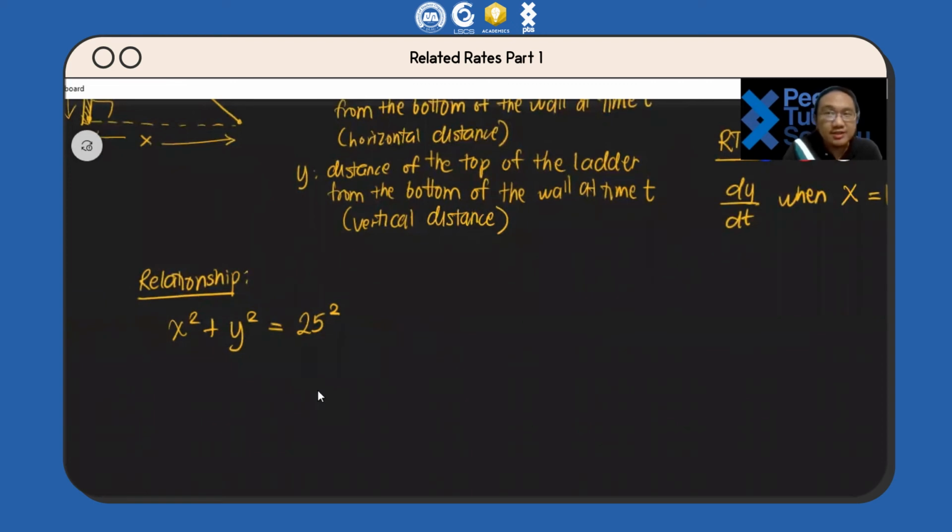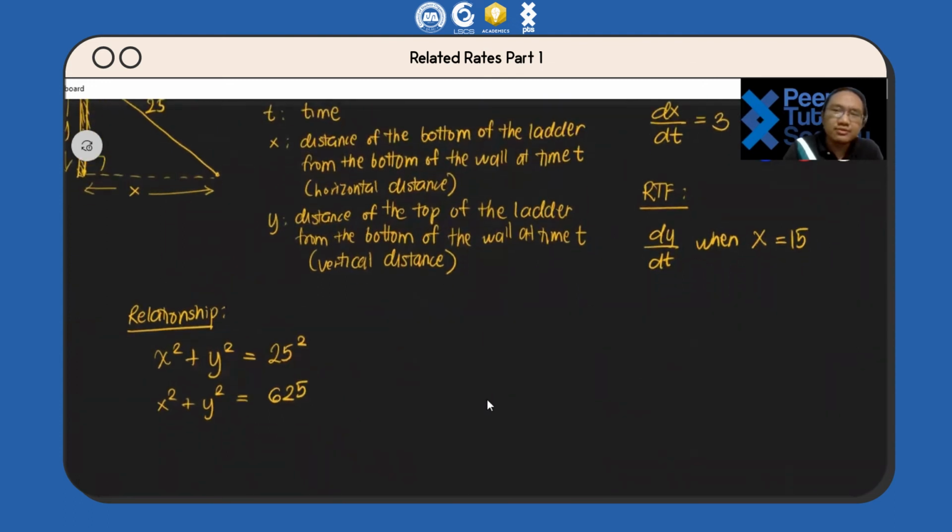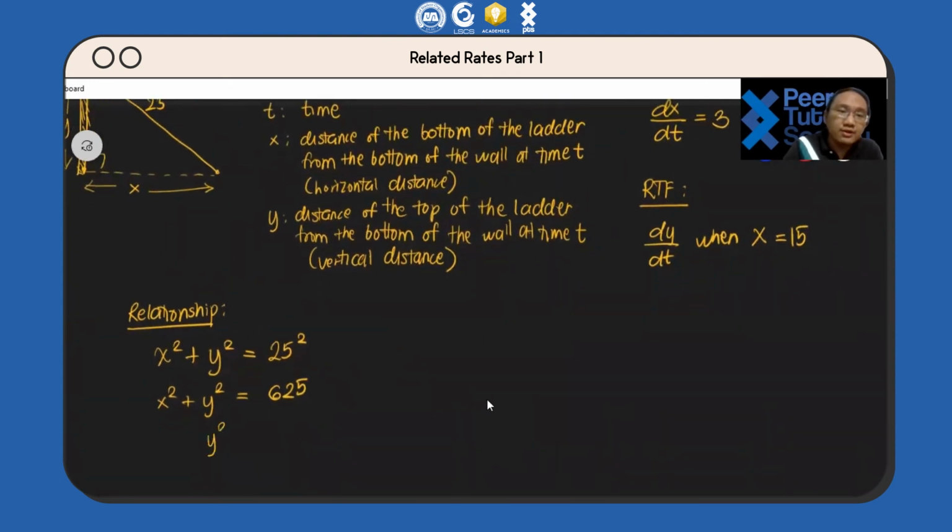Okay, let's simplify it a little bit. x squared plus y squared equals 625. Do a little bit of transposing over here. Let's have y squared equals 625 minus x squared. You might be wondering why.